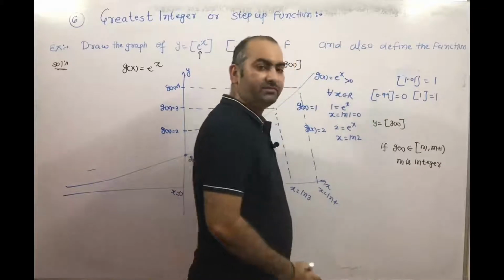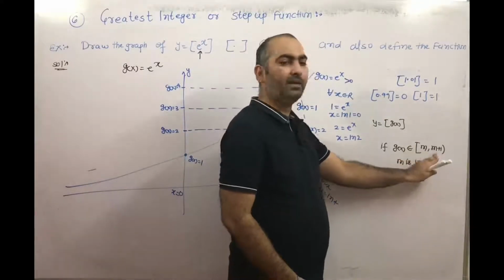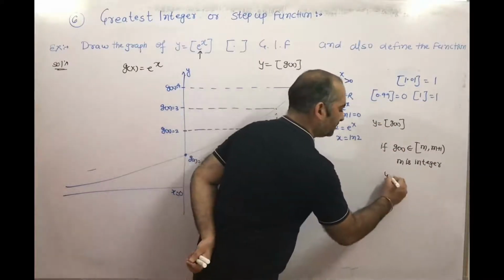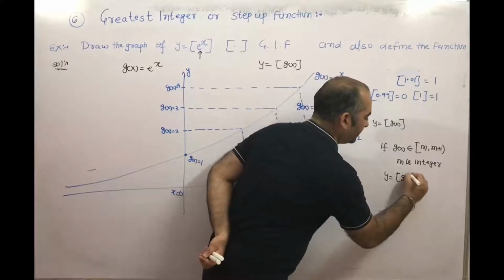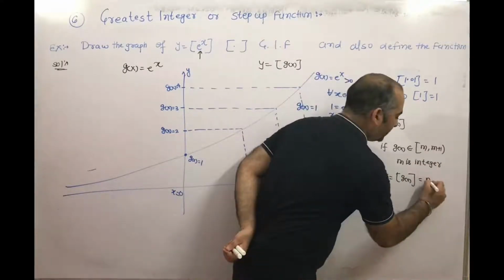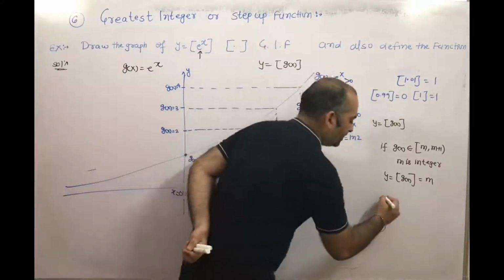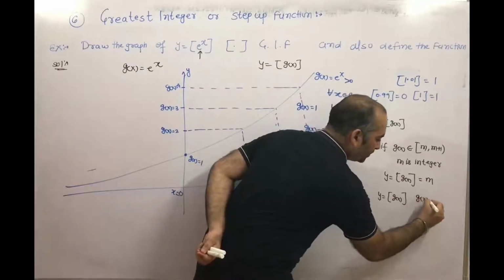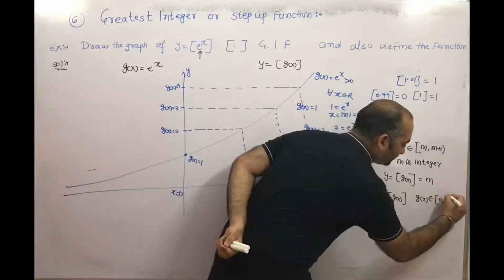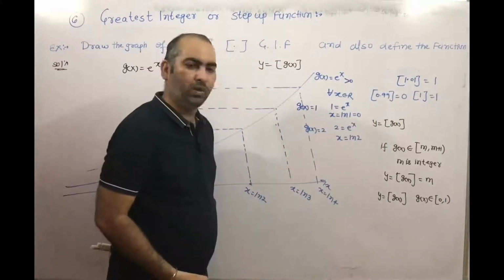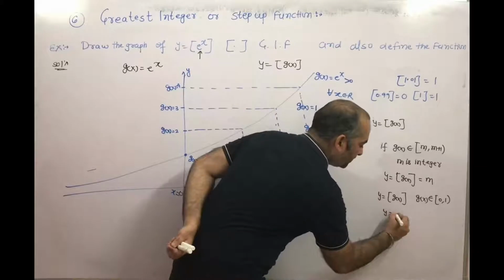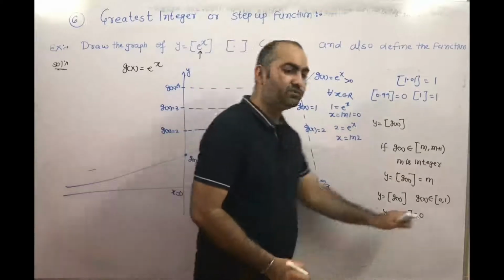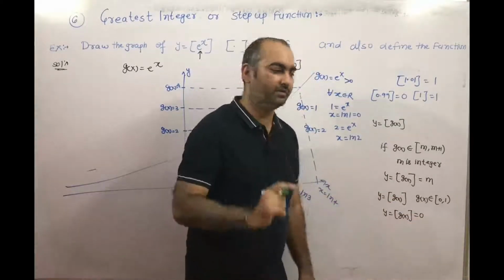M is an integer. If g(x) belongs to the closed interval [m, m+1], then y equals the greatest integer of g(x). What will come? In this interval, m will come. For example, if g(x) belongs to the closed interval [0, 1], then y equals the greatest integer of g(x), which is 0. Similarly, if g(x) is in [1, 2], then the greatest integer value is 1. So one by one we are discussing.